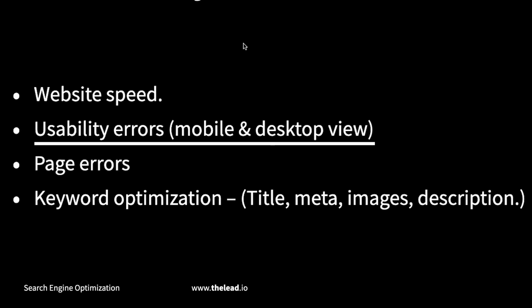Now next, we're going to talk about usability errors. We talked about this earlier on, but one of the biggest things to analyze is usability errors. Is there any error on a mobile view? For example, someone went into your site and this particular page, let's say your contact us page, has two small elements on a mobile phone and they have to zoom and pinch to find the information. So that's a usability error.